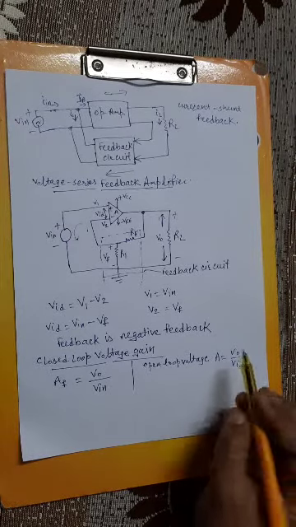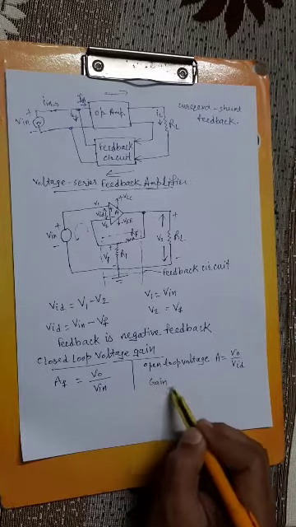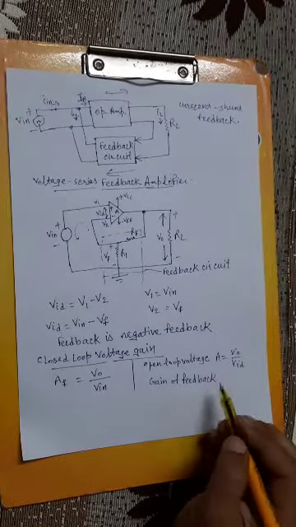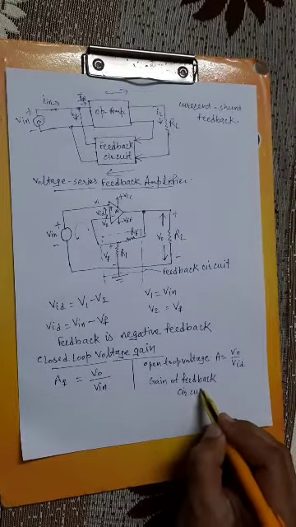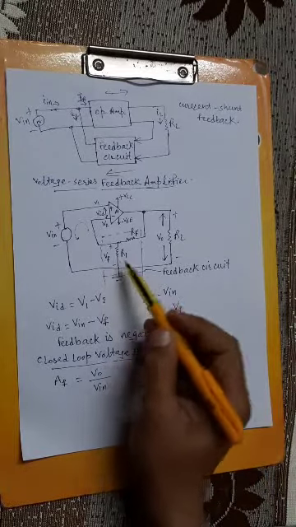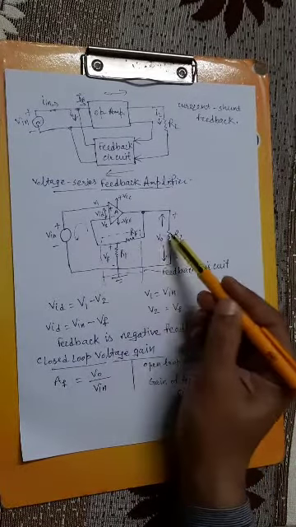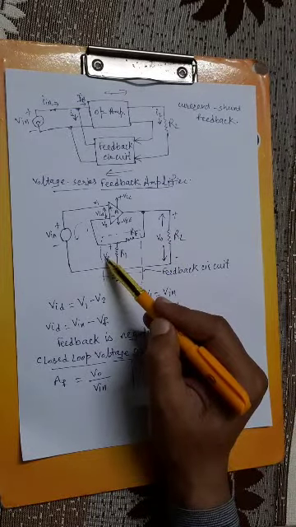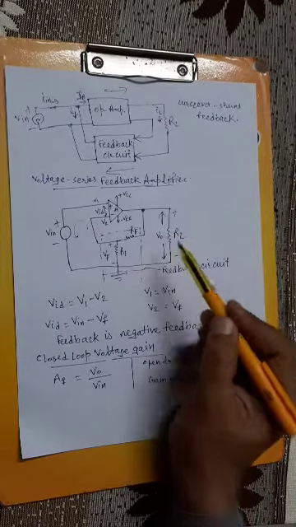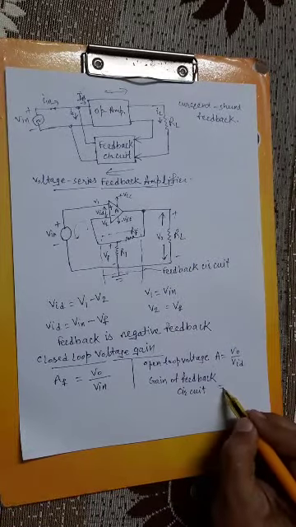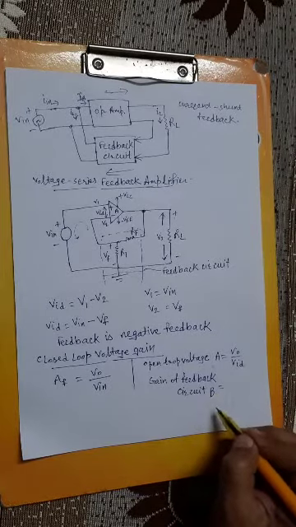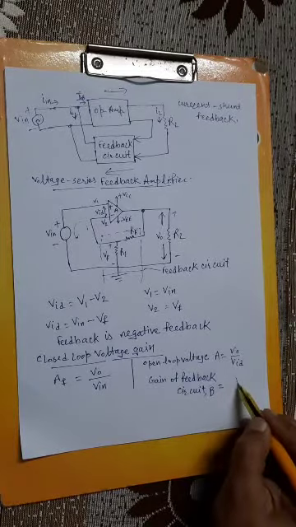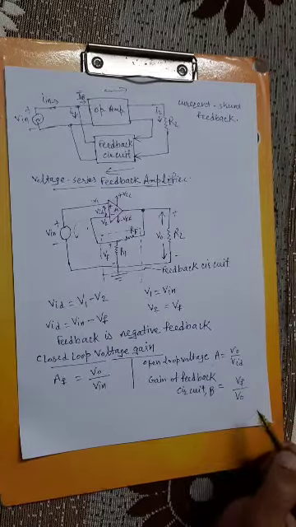Now, what will be the gain of the feedback circuit? What will be the input of this feedback circuit? That is V naught. And what will be the output of this feedback circuit? That is Vf. It means the gain will be Vf by V naught. So you can represent this gain by B. Okay, just name that. B is equal to Vf by V naught.